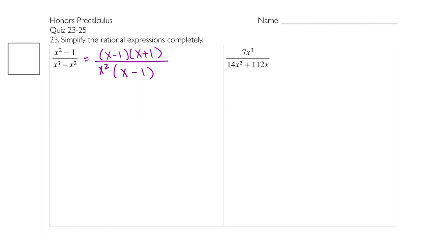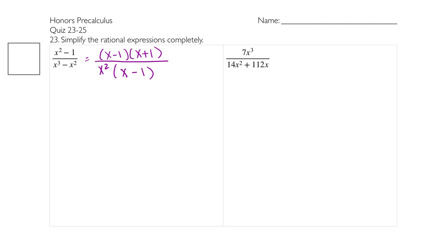A couple of mistakes I saw on the quiz is thinking of these terms as individual factors. Like thinking of this as x times x times x, and then x times x, and then somehow canceling this with this. And that is what we call killing a puppy. So we don't want to do that.